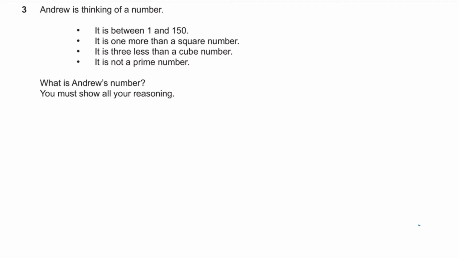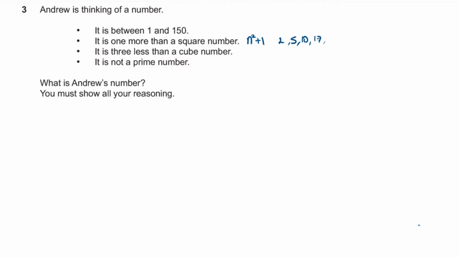One more than a square number. So the first square number is 1 squared, which is 1, plus 1 is 2. So the first term, which is 1 more than a square number, is going to be 2. And then after that, 2 squared is 4, plus 1 is 5. 3 squared is 9, plus 1 is 10. 4 squared is 16, plus 1 is 17.